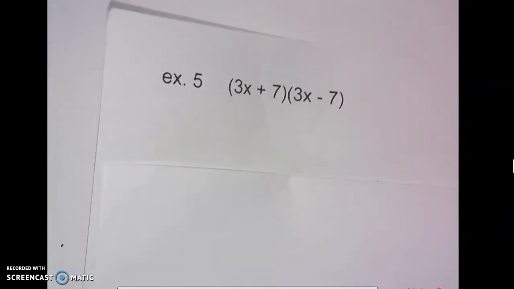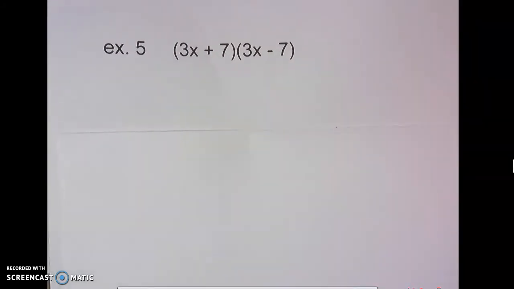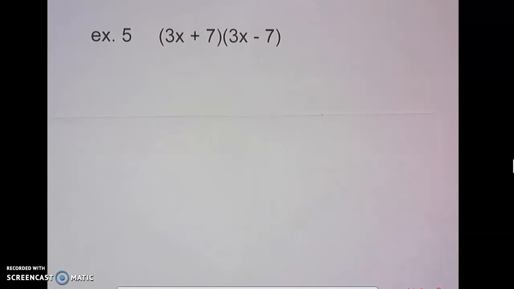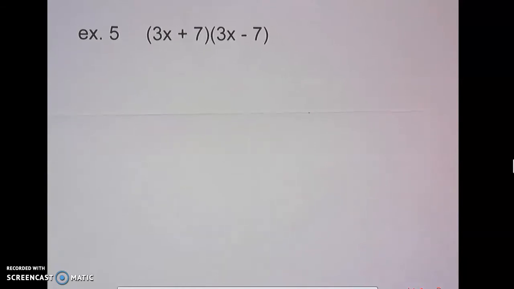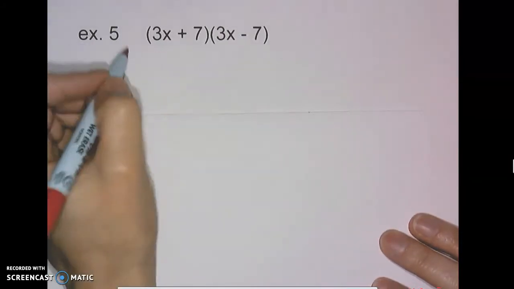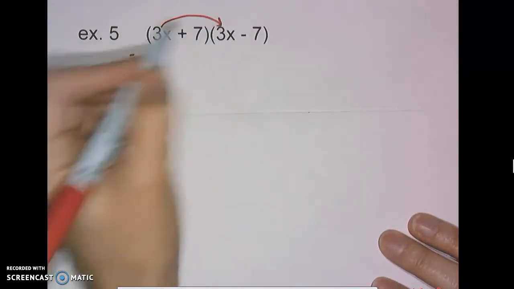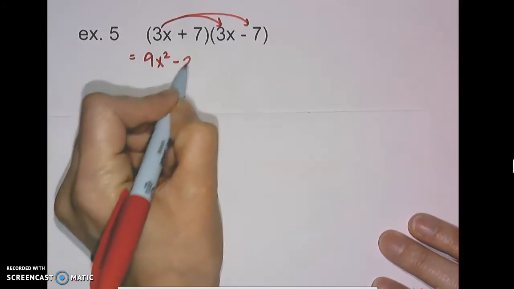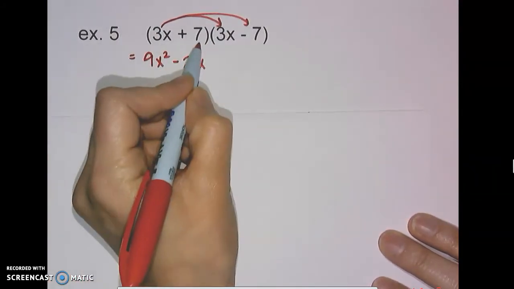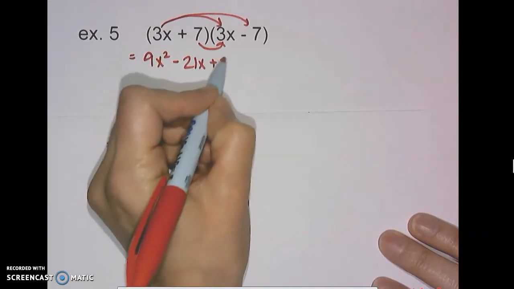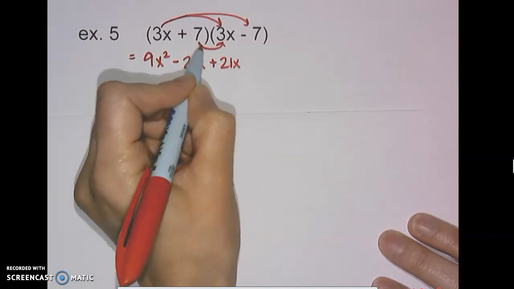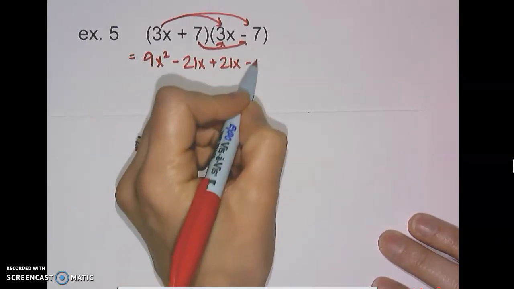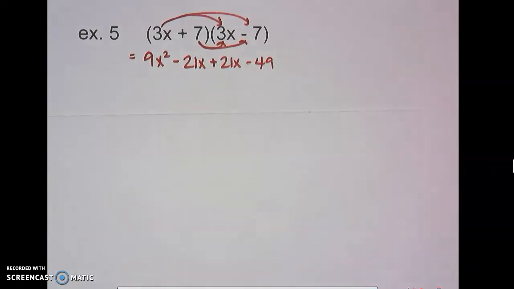So let's keep moving on. We have the quantity 3x plus 7 times the quantity 3x minus 7. So we're going to look to see what happens here. So 3x times 3x is 9x squared. 3x times negative 7 is negative 21x. 7 times 3x is positive 21x. And 7 times a negative 7 is a negative 49.